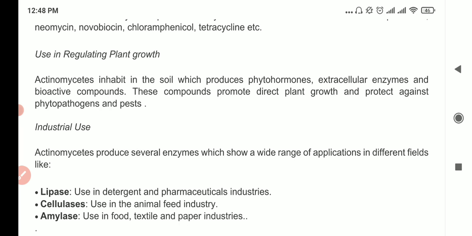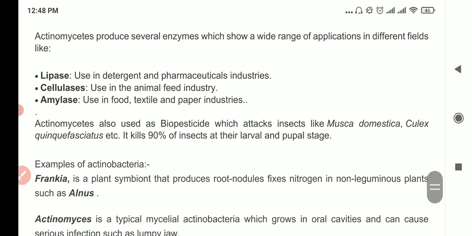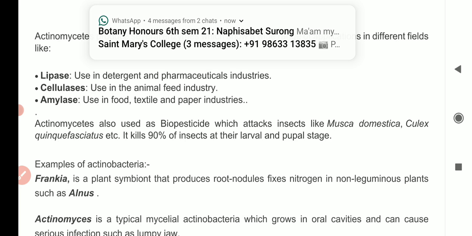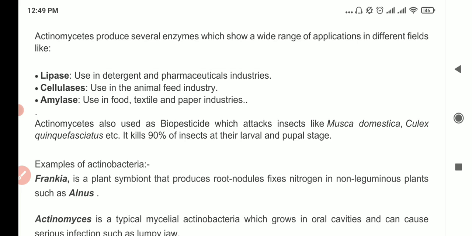Then in industries, they have many uses. We can use them in the detergent industry, in the animal feed industry, in the textile and paper industry, because they can digest the cellulose and all. So in the textile industry, you have to digest cellulose to make cotton. You have to digest the cotton to make the cotton t-shirt. No. So some examples are Frankia.